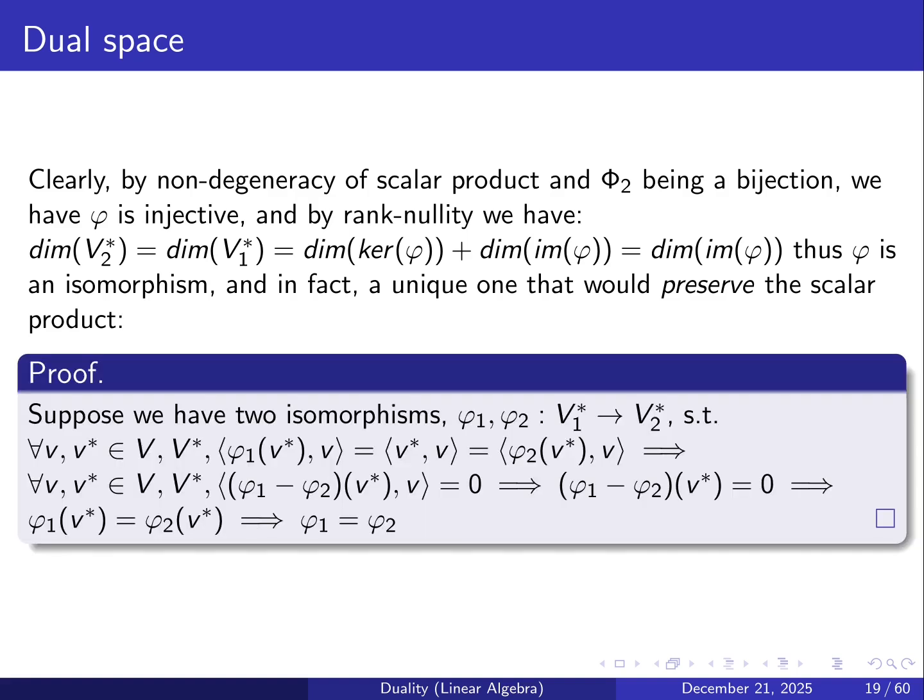To show that, suppose that we have two isomorphisms phi1 and phi2 from V1 star to V2 star, so that for all vectors V star, they preserve the scalar product. So for all vectors V, we have phi1 minus phi2 applied to V star, scalar product V, is equal to 0. By non-degeneracy, we get that for all vectors V star, phi1 minus phi2 applied to V star is equal to 0. So for all vectors V star, phi1 applied to V star is equal to phi2 applied to V star, so these two maps are equal and we are done. Now we can talk about dual bases.